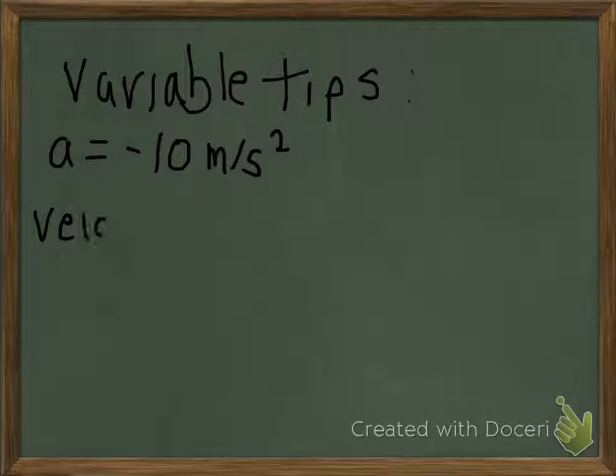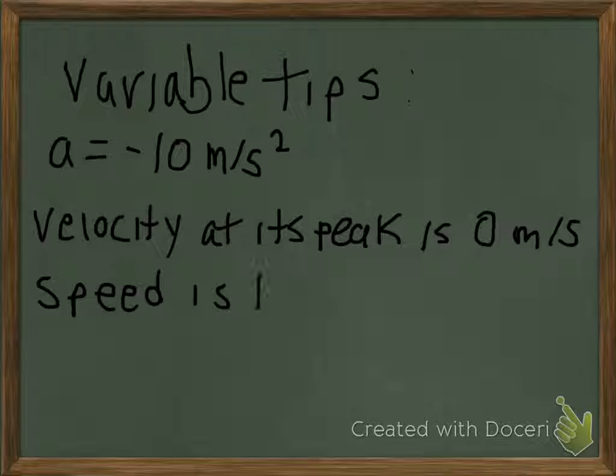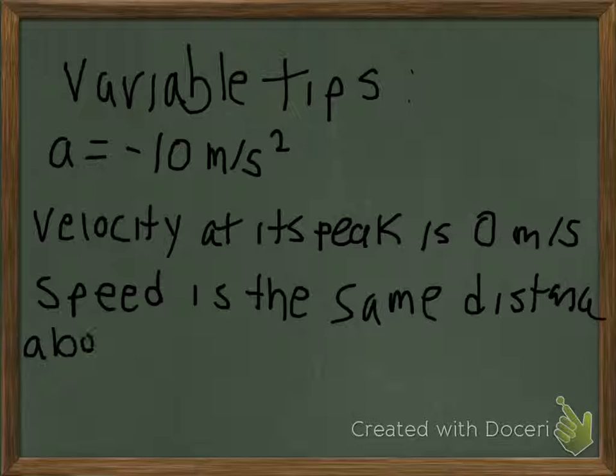Some of the variable tips that you have to keep in mind are that the acceleration is always going to be -10, and the velocity at its peak is always going to be 0. And also the speed is the same at the same distance above ground.